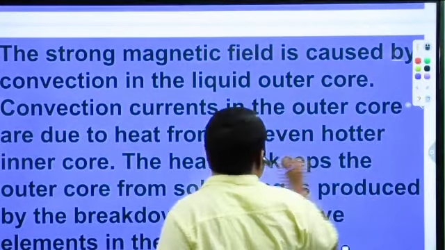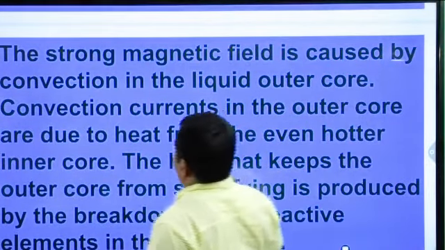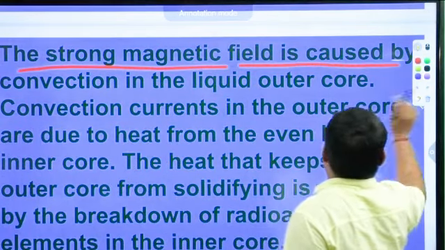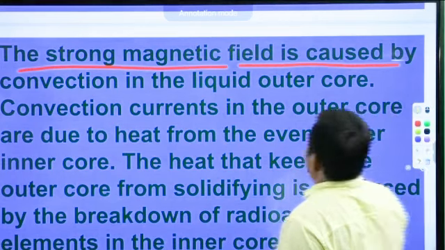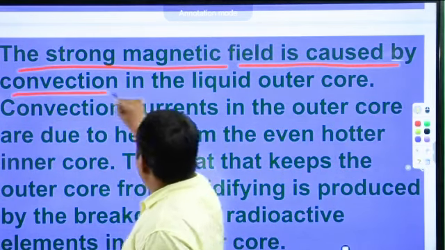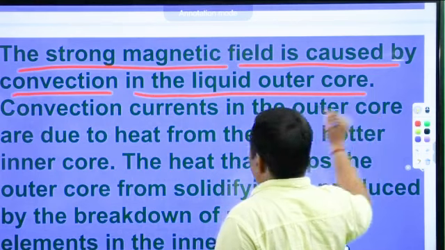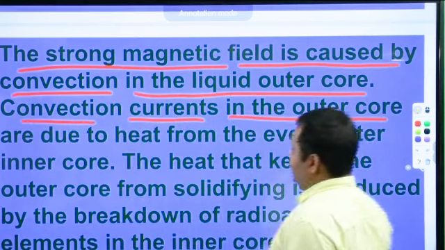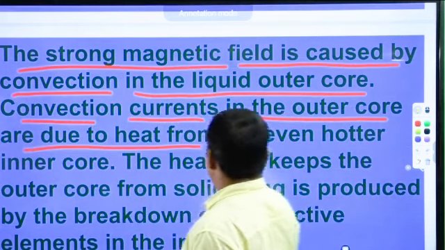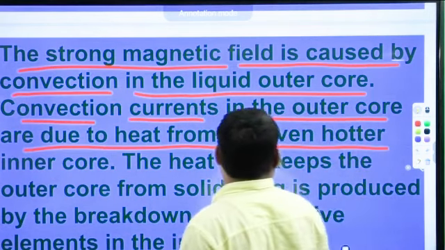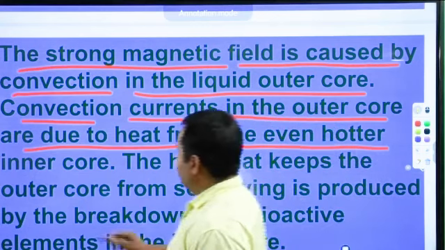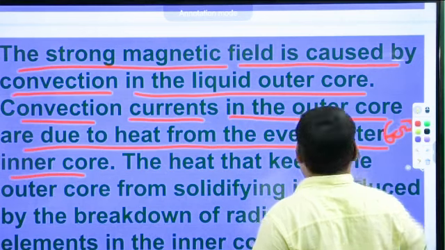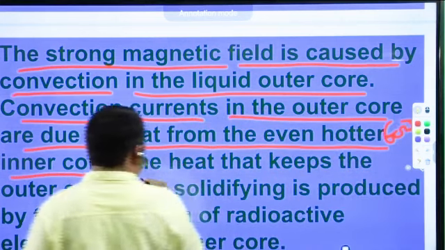The next point. The strong magnetic field is caused by convection in the liquid outer core. Convection currents in the outer core are due to heat from the even hotter inner core. The temperature of the inner core is around 6,000 degrees Celsius.